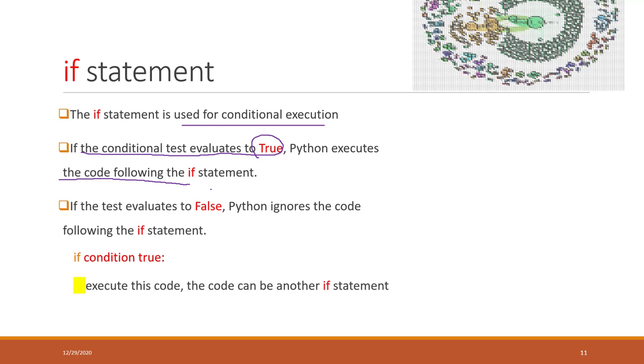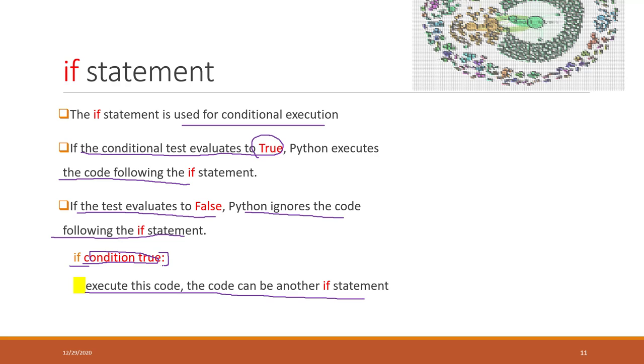Okay, so the syntax is this. If the test is false, then Python will ignore the code following that if statement. The syntax is if, and here you need to give the condition. If this condition is true, Python will execute this code. The code can be another if statement, so that means you can have a nested if statement.